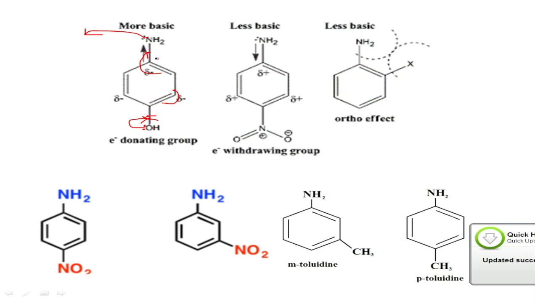However, this NO2 group is like this. Because oxygen is more electronegative, the electron shifts towards oxygen. Because of this shifting of electrons, nitrogen becomes positive. The ring is electron rich, so the electrons shift towards this side.